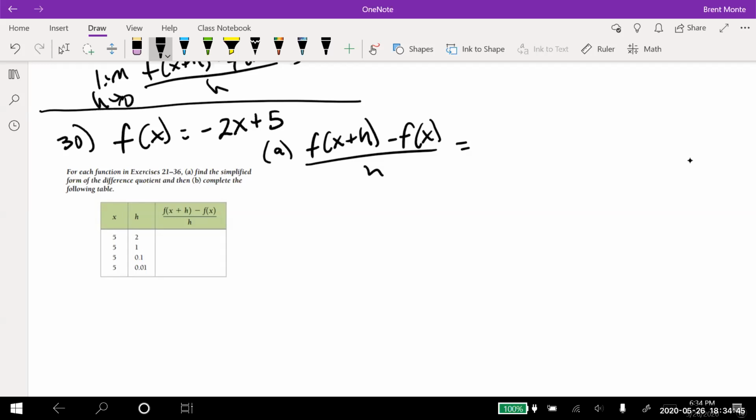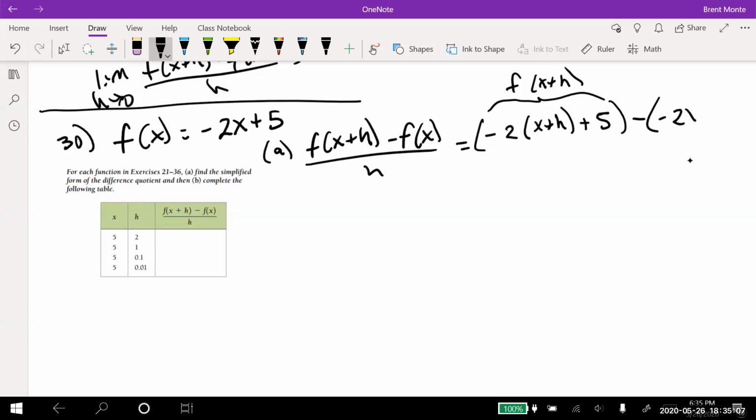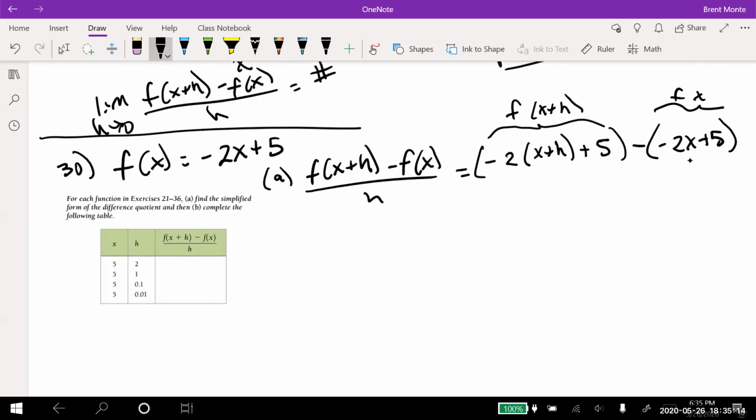Well, in this problem, it's -2x plus 5. We plug in the x plus h where the x was. So that is my f of x plus h. So it's the original function, just plug in x plus h where the x was. This minus f of x is just that whole function, -2x plus 5. So there's f of x, all over h. This time I don't have to square anything, so this will be easier.